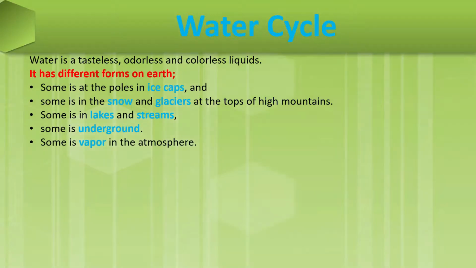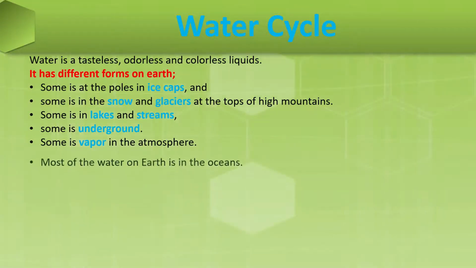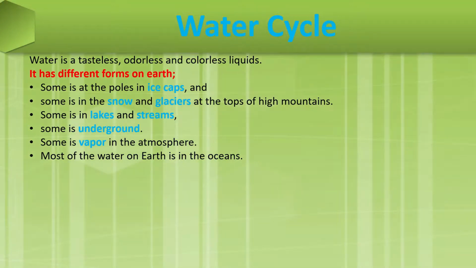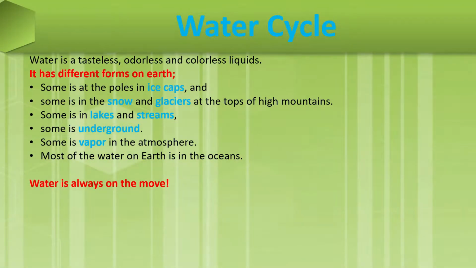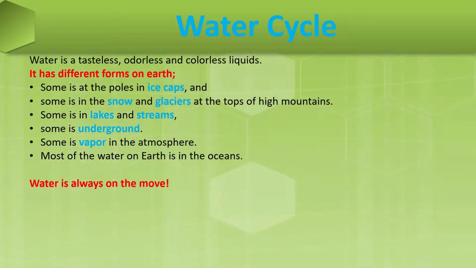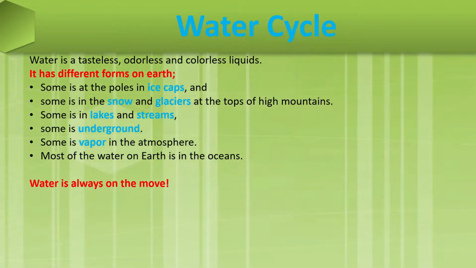Water vapor in the atmosphere is evaporated from seas, lakes and rivers. Most of the water on Earth is in the oceans. As we know, three quarters of our Earth is water, and most of this water is in oceans, but it's salty. Water cannot be used directly by humans.